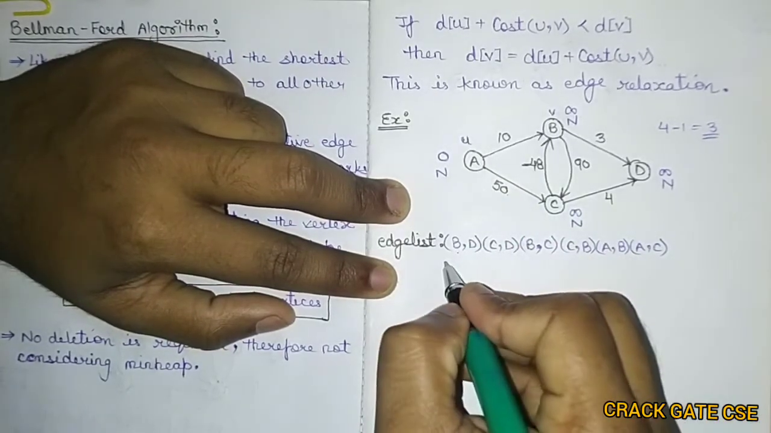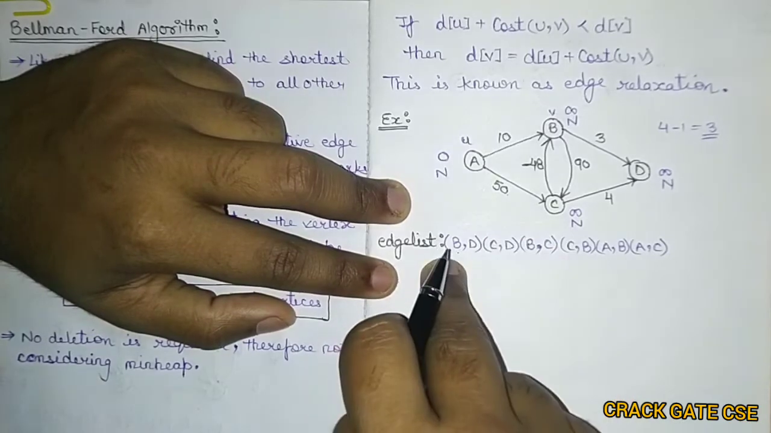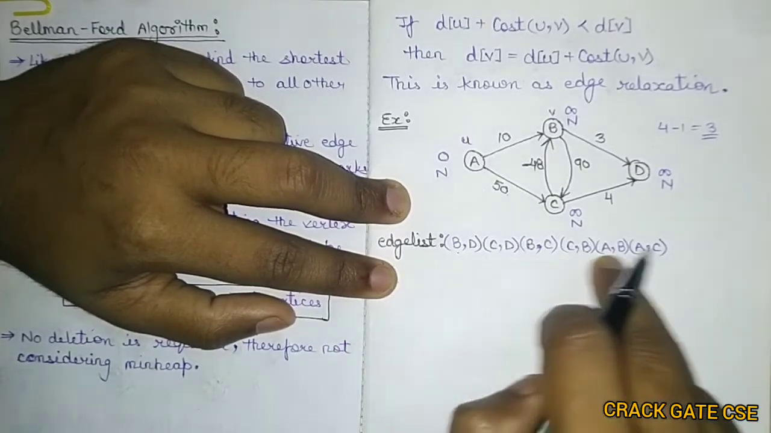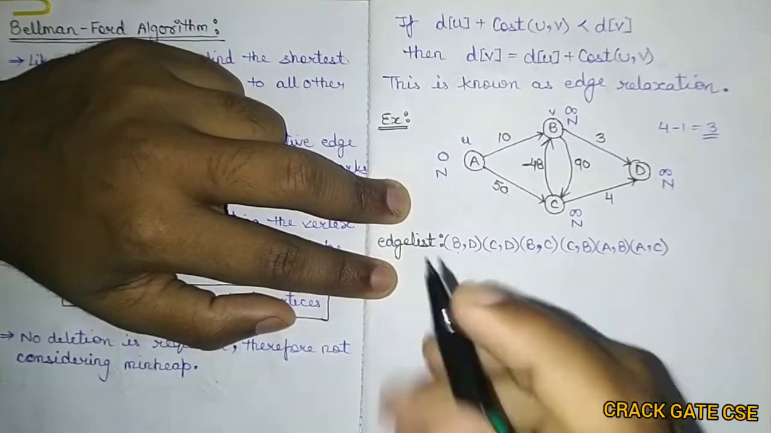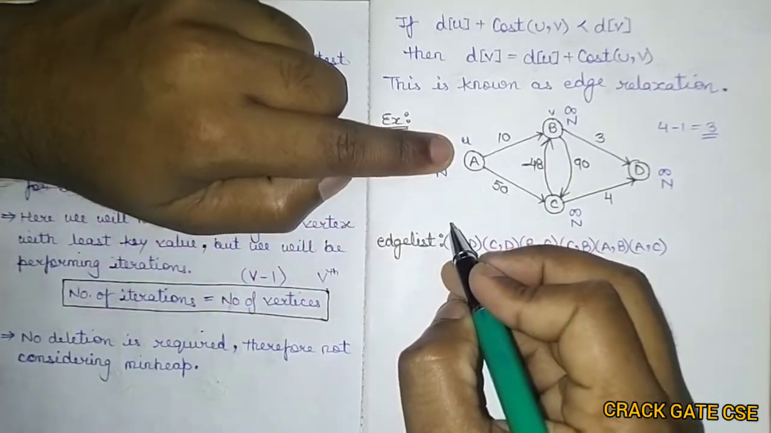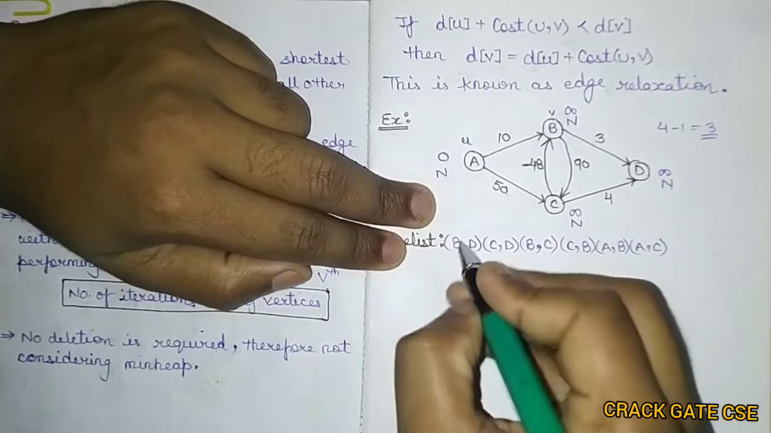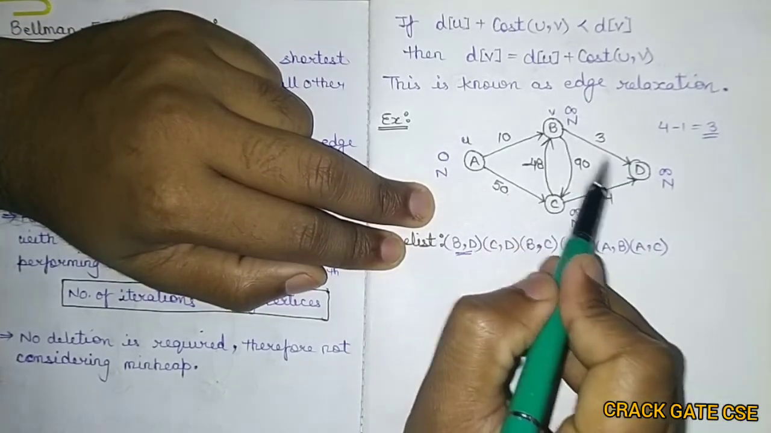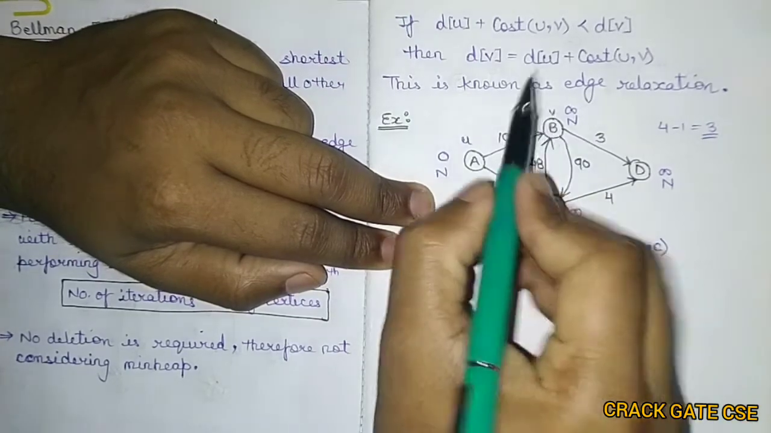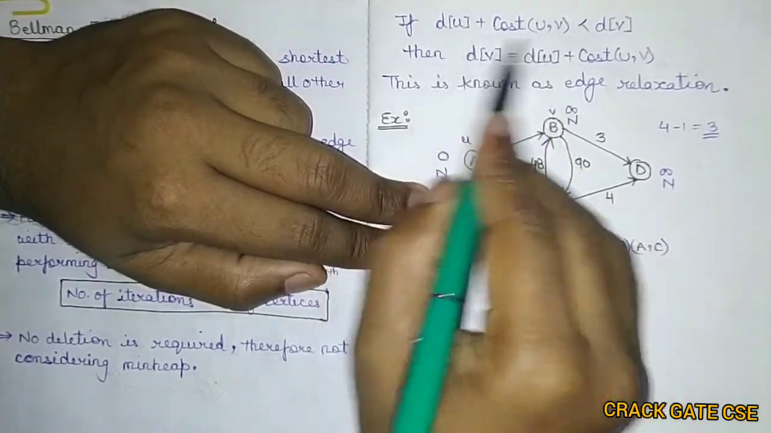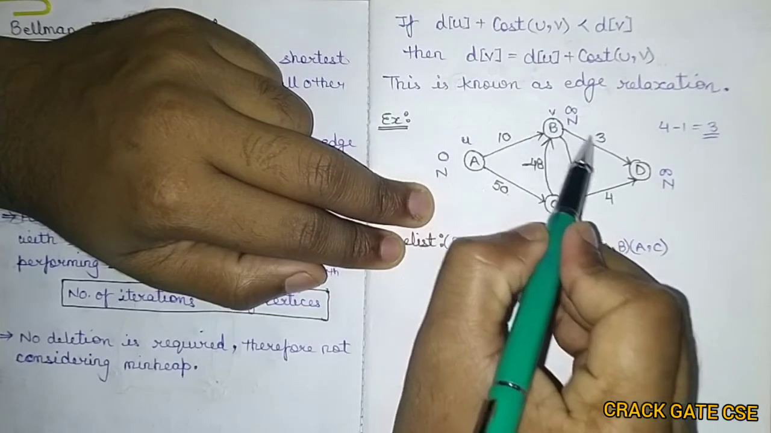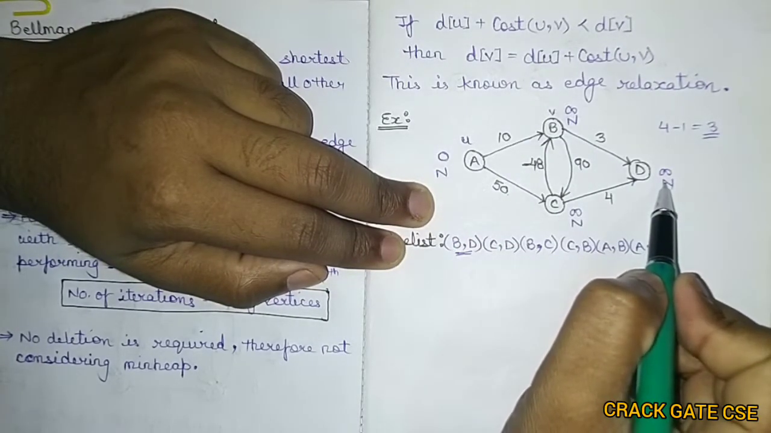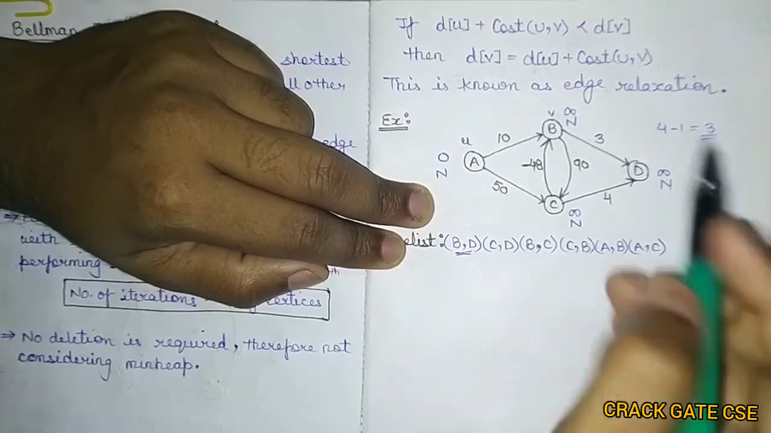Now for each iteration we have to perform the decrease key operation, or the edge relaxation, for each of these edges. How? First of all I am starting with A. In the first iteration, let's check BD. This BD is 3. So I have to perform the edge relaxation. Infinite plus 3 is infinite only, and this is already infinite. That means it need not be updated.